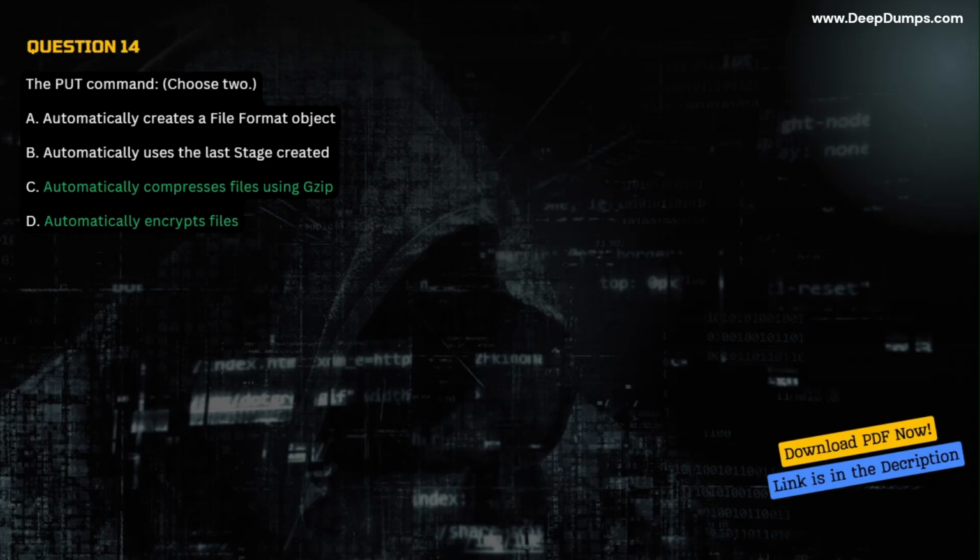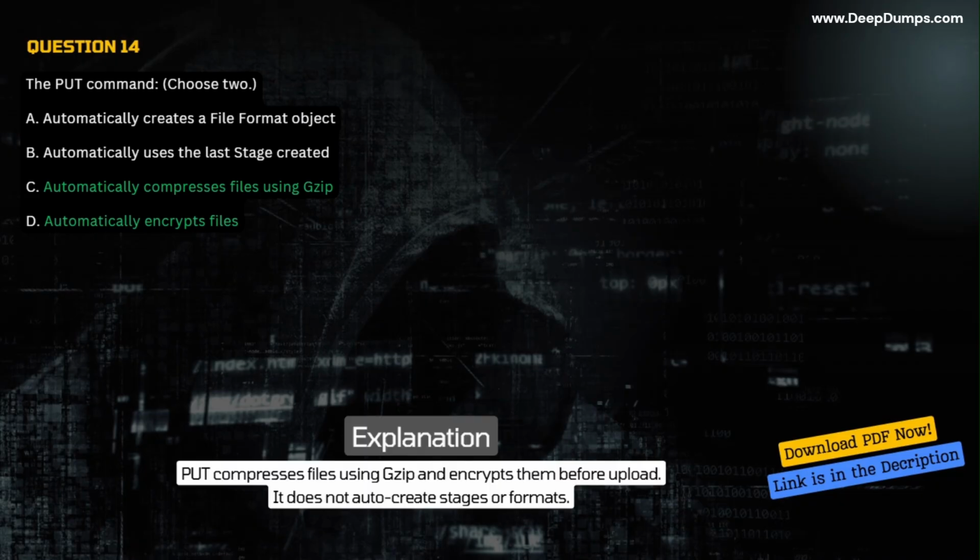Correct answer, C and D. Automatically compresses files using gzip. Automatically encrypts files. Explanation: Put compresses files using gzip and encrypts them before upload. It does not auto-create stages or formats.